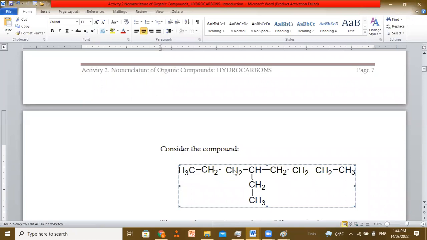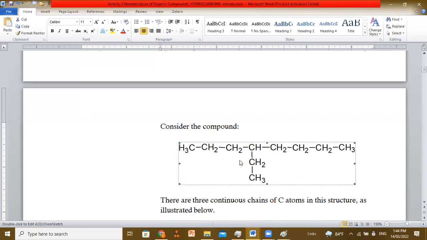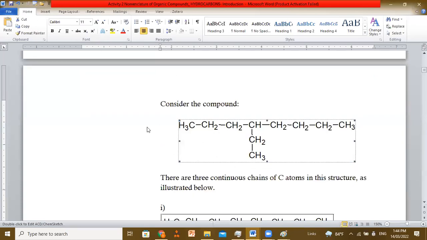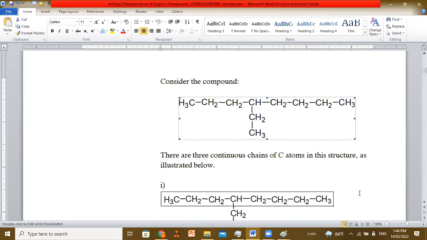On carbon 4, if we start counting from the left, there is what you call branching here. If we continuously count from the left, you have 1, 2, 3, 4, 5, 6. So there are 6 straight carbon chain. If you start counting from the right, you have 1, 2, 3, 4, 5, 6, 7.